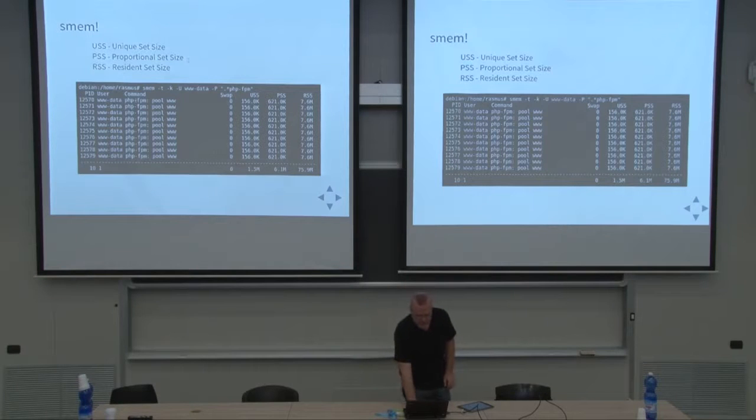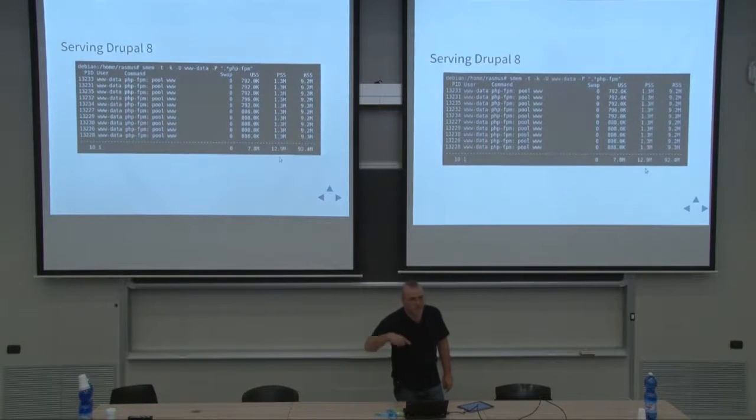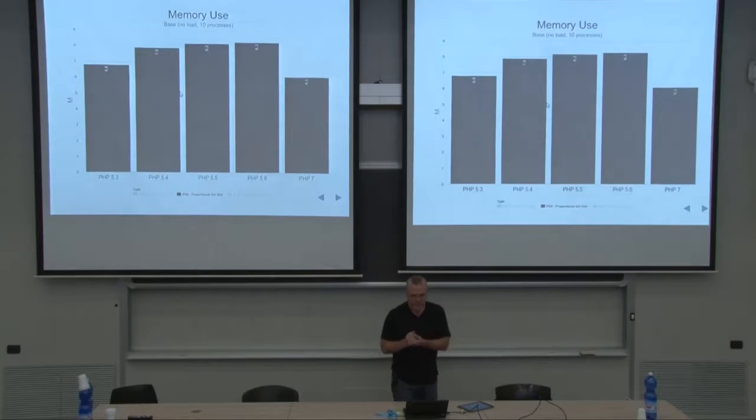So in this case, I'm running 10 PHP FPM processes, and the proportional set size for each one is about 621. Now, if I ran 20, that proportion would probably go down a little bit. It would probably go down to maybe 400 because the shared memory is spread over more processes. But I think this is a fair way of measuring how much memory 10 PHP FPM processes are using. So in this case, it's 6.1 megs. And then if I start giving it some traffic, we can see it grows to 12.9 megs when it's serving up Drupal 8. So that's what these numbers and these graphs are based on, the proportional set size.